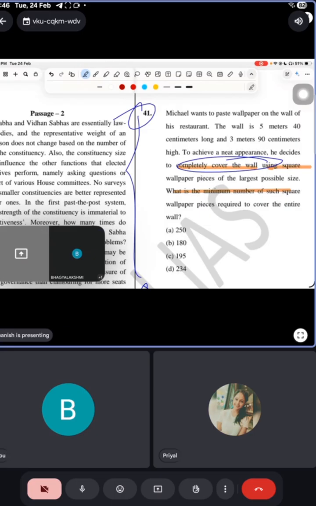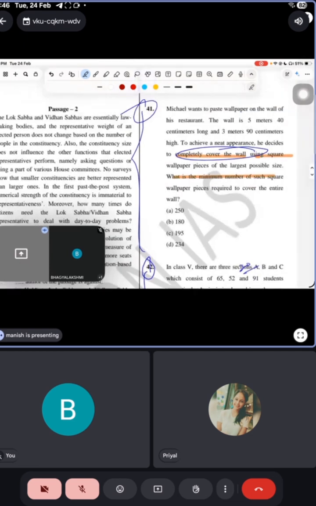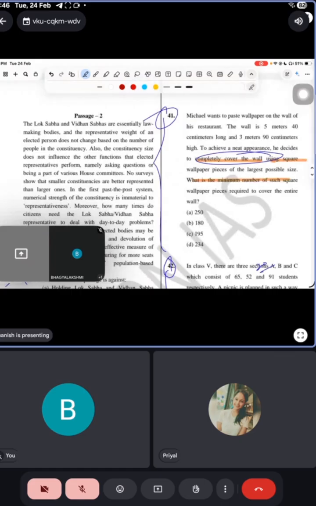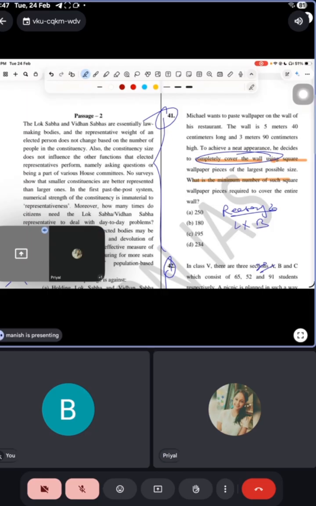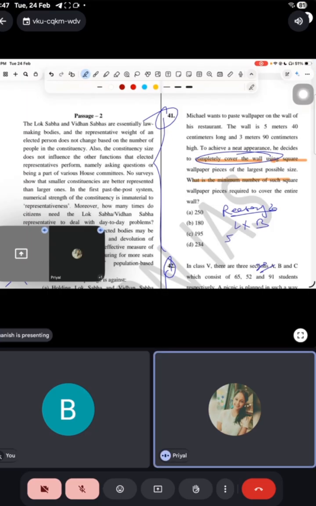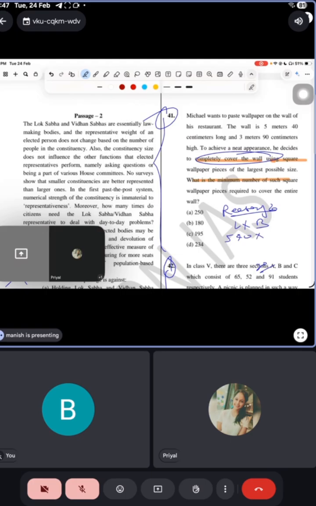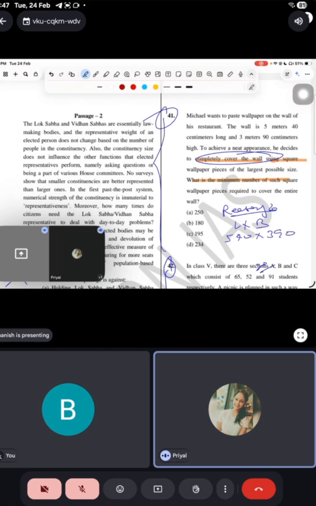So guys, first of all, in these types of questions, what we need is the total area. The wall means a rectangle. So what is the rectangle area? Length into breadth. So here, what is the length? 5 meter 40 centimeter, so it means 540 centimeter. Then the breadth is 3 meter 90 centimeter, so 390 centimeter.